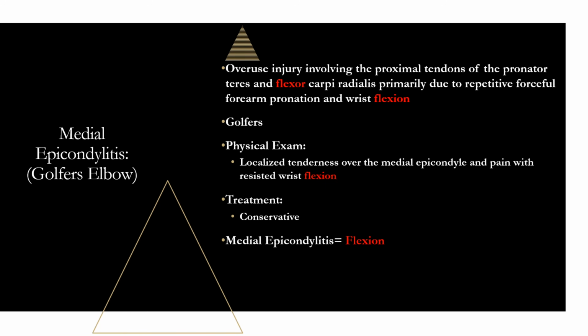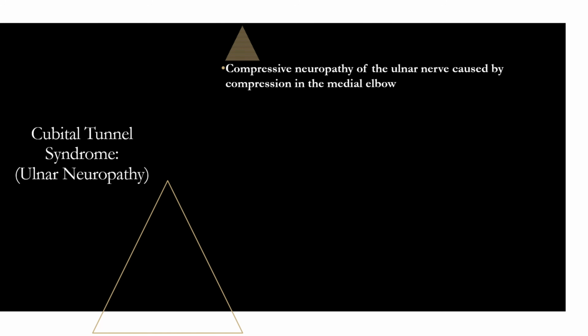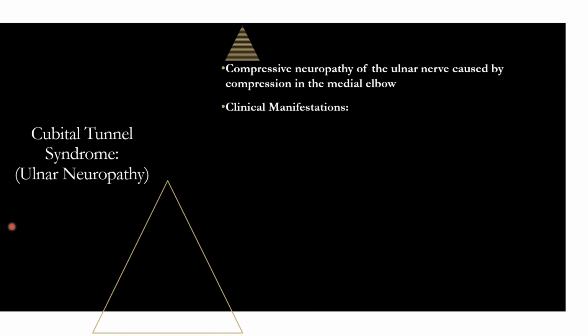All right, let's move on to cubital tunnel syndrome, also known as ulnar neuropathy. This is a compressive neuropathy of the ulnar nerve caused by compression in the medial elbow. We can take a look at what that looks like here. You have compression here, which leads to paresthesias and things like that distal to that area, in the hands. For clinical manifestations, this is the highest yield thing you need to know right here.